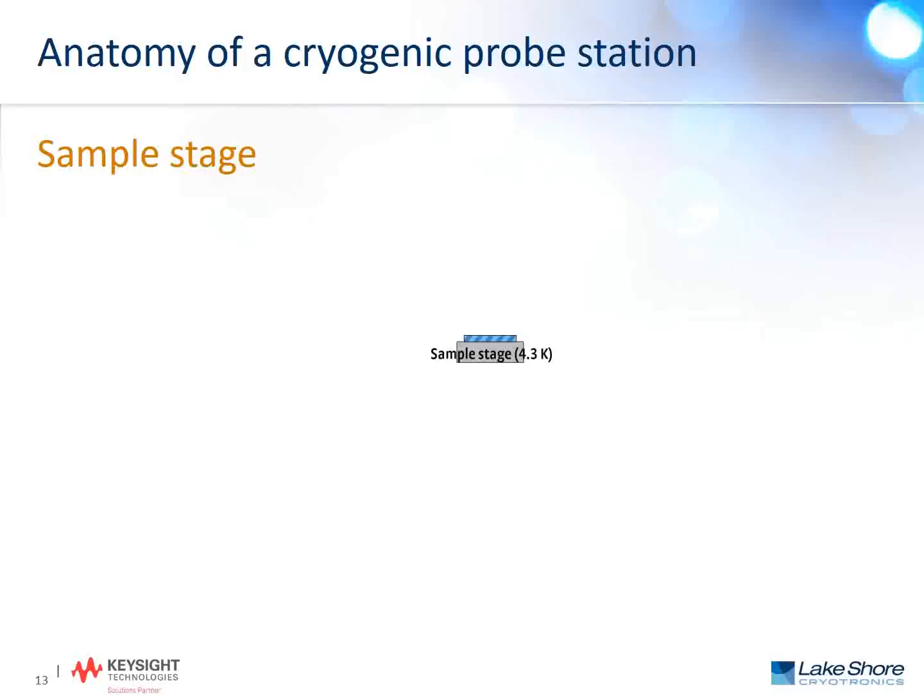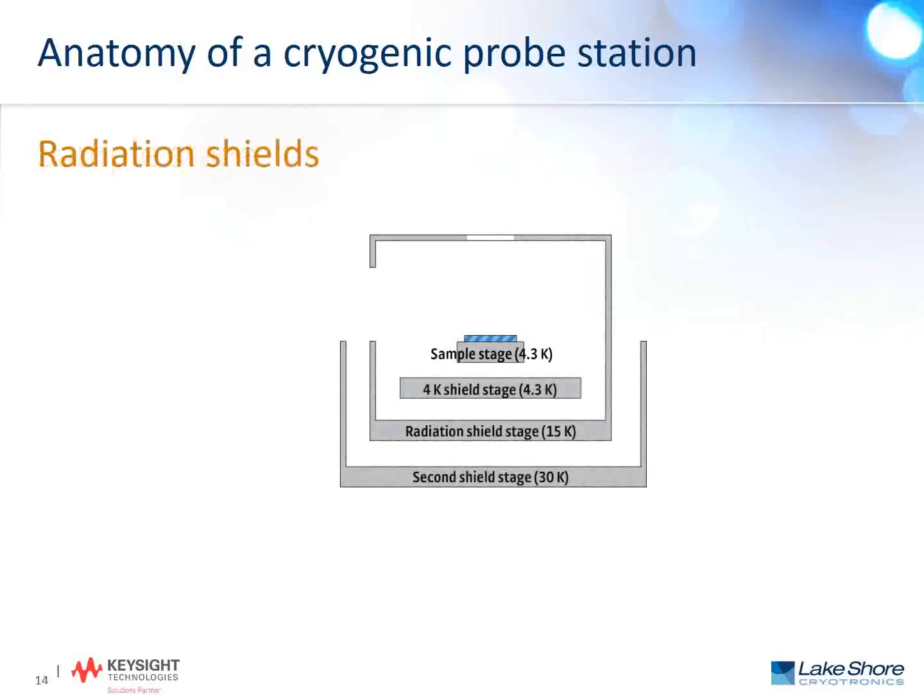With the addition of our ultra-low temperature option in a few of our stations, we can cool that stage down to temperatures as low as 1.6 Kelvin. With the addition of our high temperature stage option, we can heat a device sample stage up to 675 Kelvin. So a cryogenic probe station enables the user to basically characterize a device over a really wide range of temperatures. So we've mounted a device to our cooled sample stage.